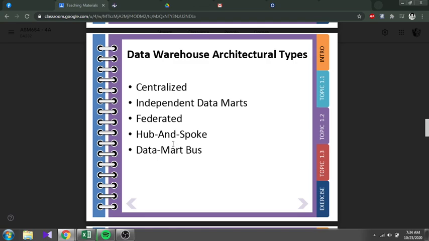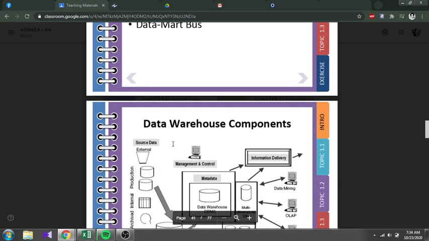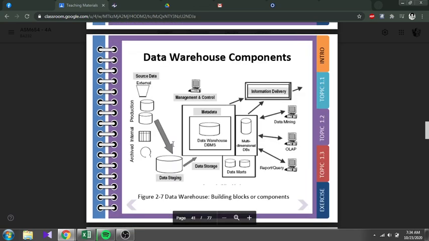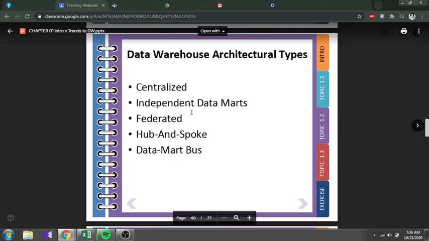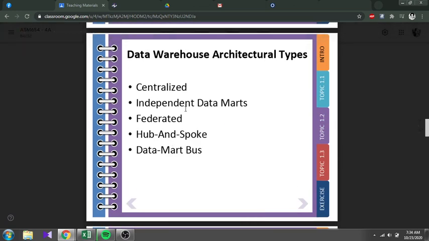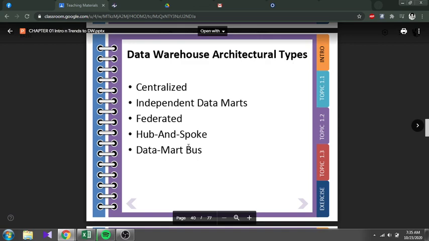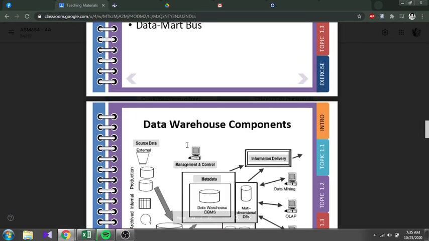Okay, the problem is there's no continuous explanation on this one. So I think you can Google on this one. I tried to look in the book to see what are centralized, independent, federated. I'm confused about the federated, hub and spoke and data mart bus. Maybe you can try Google on this one. Architectural type, mostly how the data is stored.